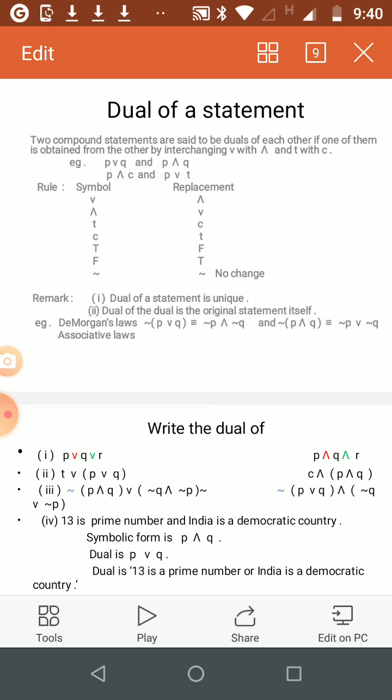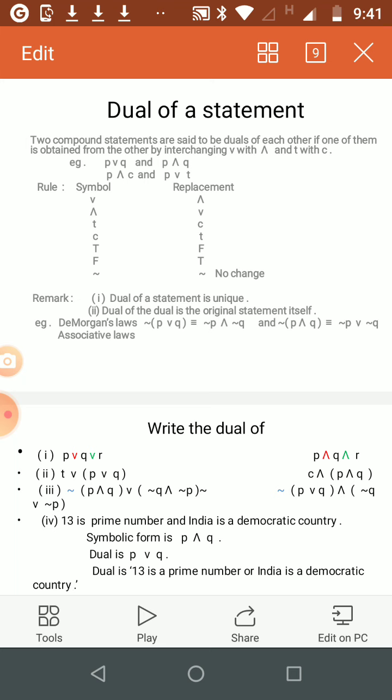So by using a simple rule, we can write the dual of the given compound statement easily. Whenever the compound statement contains the logical connectives, the five meaning only and, or, and negation, and the first three connectives or T, C, truth value T, or truth value F, then we can make use of this rule and write the dual of the given compound statement. In the first case, or is to be replaced by and. In the second case, and is to be replaced by or.